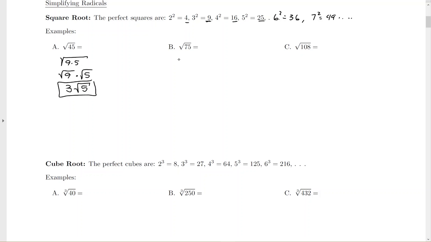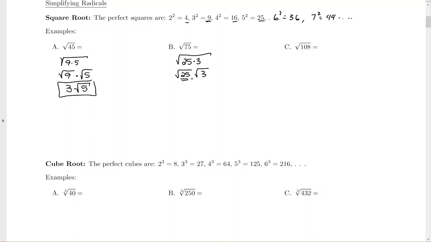For the square root of 75, same idea. It's not a perfect square. It's not on this list. So we look for a number that is on this list that will divide evenly into the number 75. In other words, no remainder. So 25 times 3. Break it up and then go ahead and reduce.